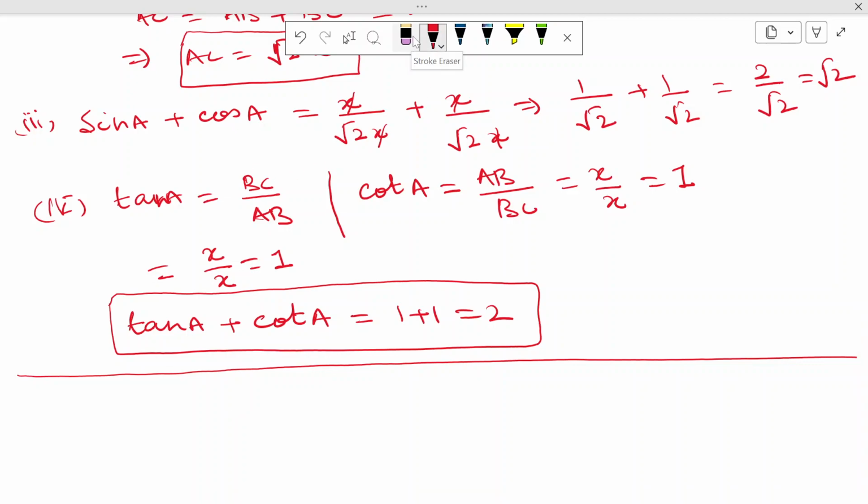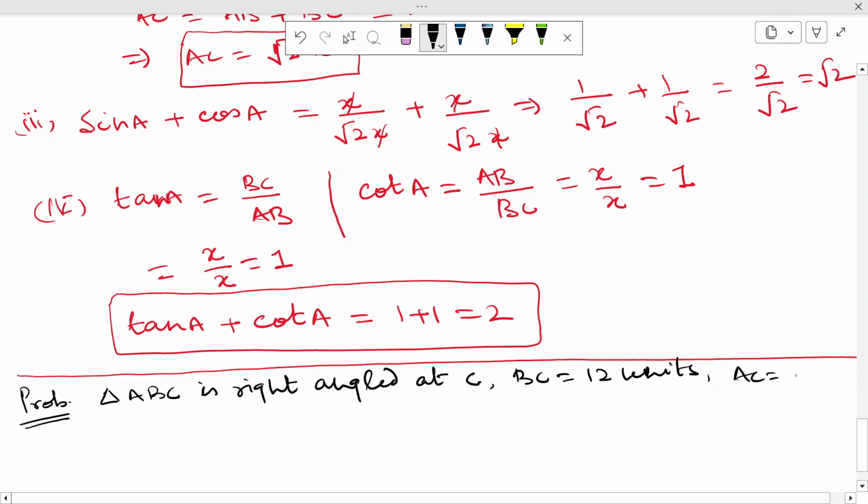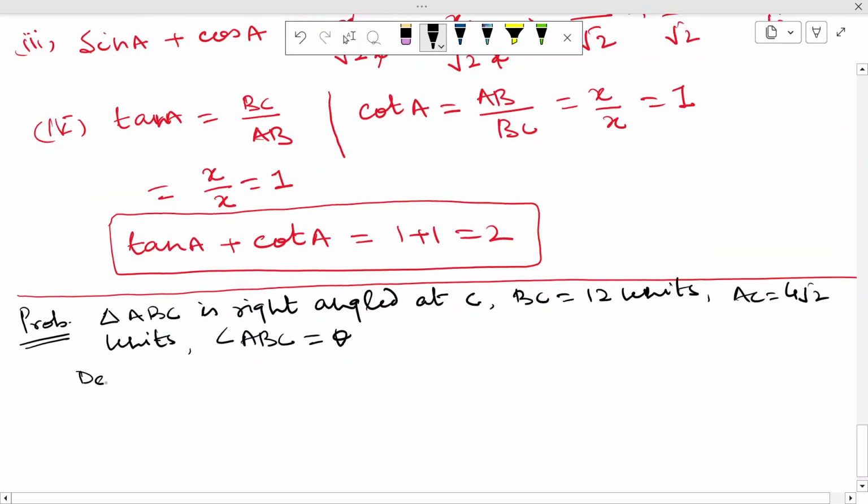Now if you consider the next problem, we are given that this triangle ABC is right angled at C, and BC is equal to 12 units, and AC is equal to 4 root 2 units, and angle ABC is theta.